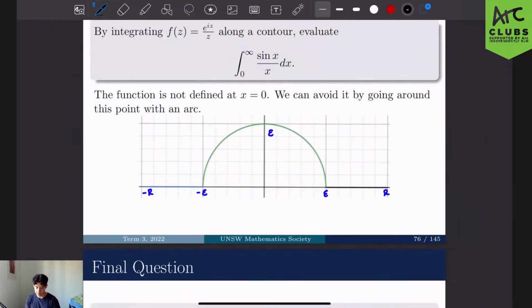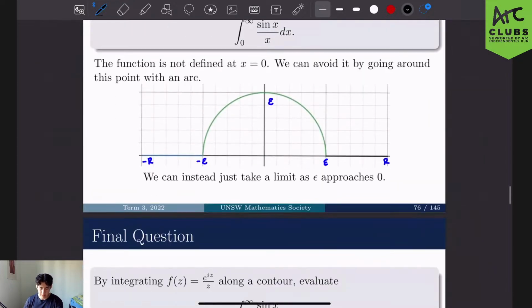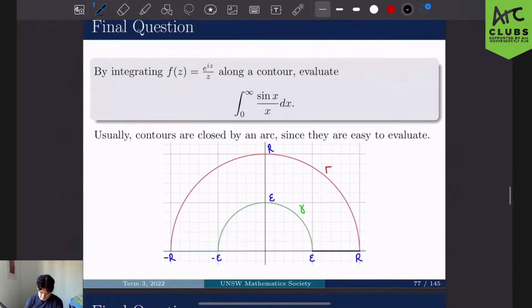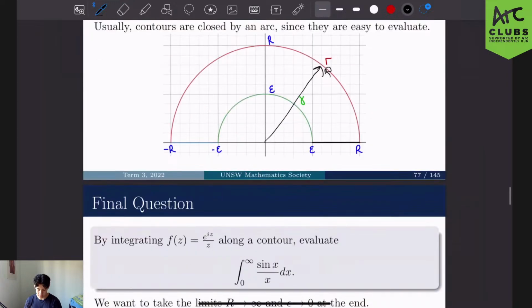Alright, so we're creating our contour here, and we don't want to include 0, so now we've got this semicircle here, and we use epsilon as the radius of this circle. We'll take a limit as this approaches 0 later on. Contours are usually closed by an arc, which is going to be useful later, so we can close it by the semicircle here with radius r, so it's all contained.